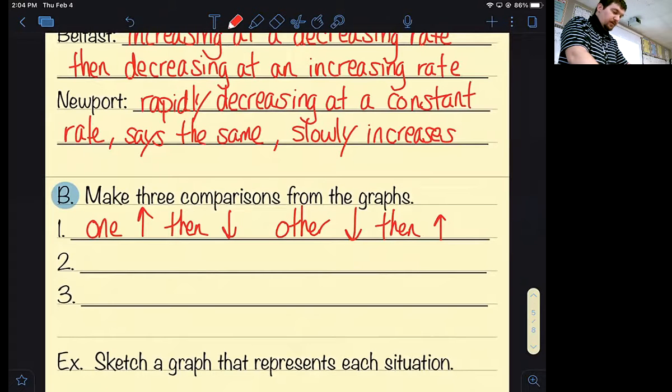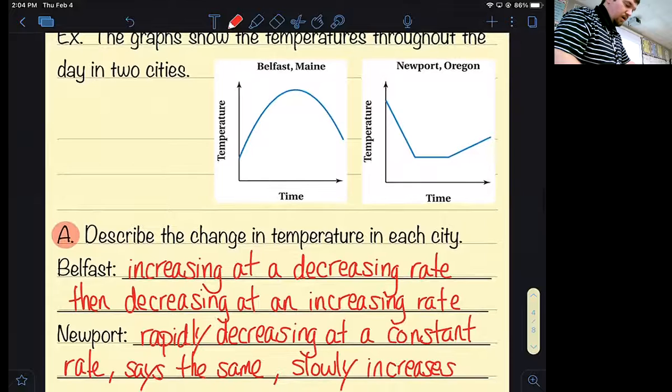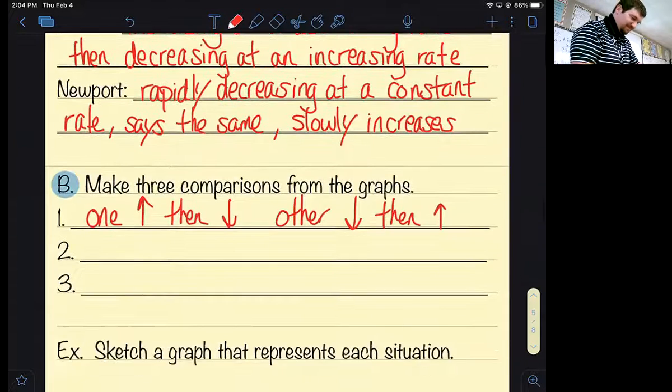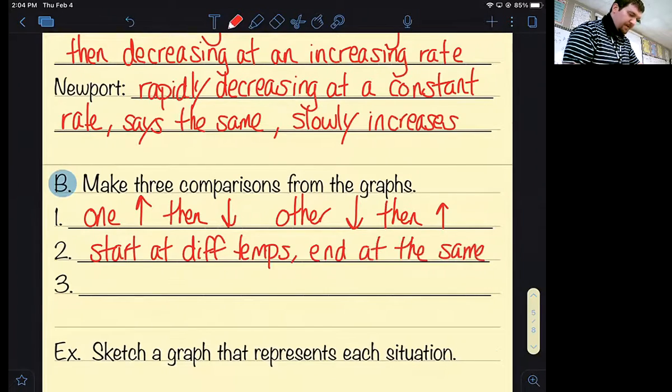Ashton? One is higher than the other at the end of the day. Oh, wait, no, never mind. They actually end at the same temperature. Do they start at the same temperature? No. Okay, I could say that. They start at different temps but end at the same.